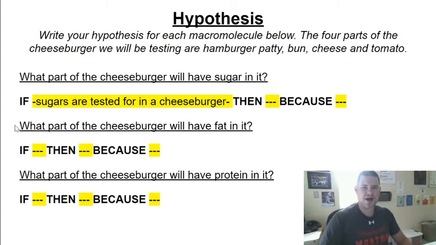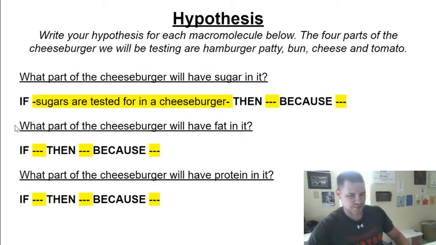And for your hypothesis, I've got an example right there of how to set up your hypothesis. And then just remember your then is going to be what you're predicting. So that should be your different types of hamburger ingredients, what things you would think would have sugars in a cheeseburger. So if sugars are tested for in a cheeseburger, then what cheeseburger parts do you think will have sugars? Because, and then whatever your reasoning is.